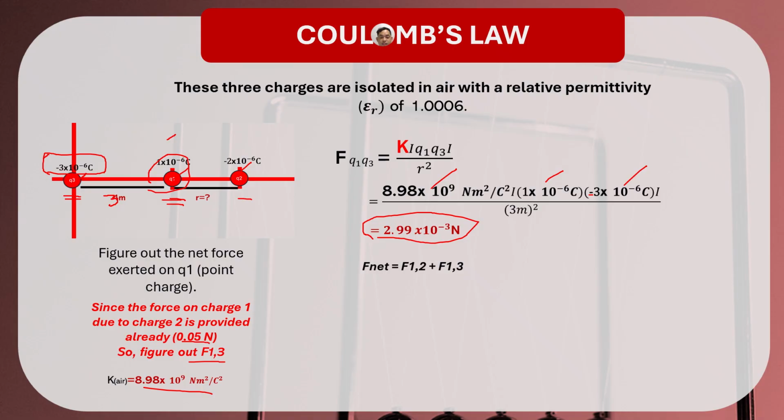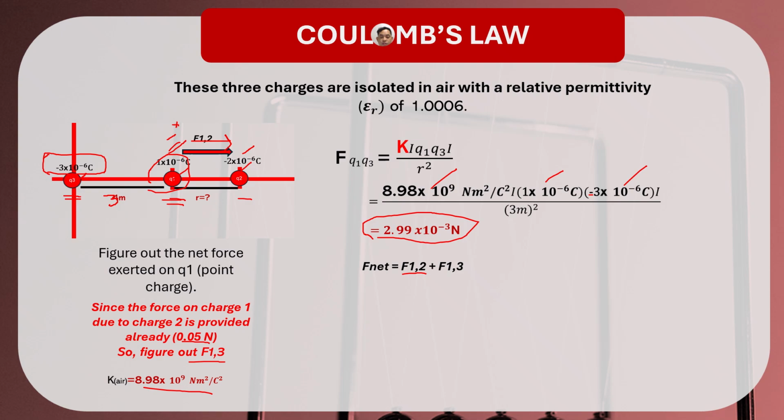We will just get the net force. But before that, we should be mindful of the direction. So let's begin with the force on charge 1 due to charge 2. What's the direction? We have charge 2 here. Charge 2 is negative, charge 1 is positive. So the direction will be this way. Charge 2 will pull the positive charge towards it. That's the force on charge 1 due to charge 2.